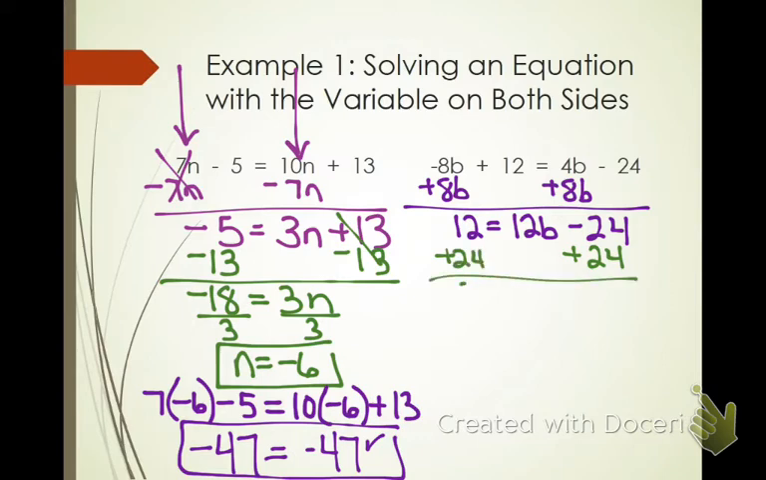And I get 36 equals 12b. Now what do I do? Divide both sides, and b equals 3. All right, and again, I need to check.